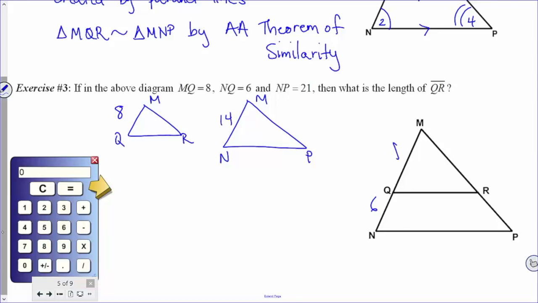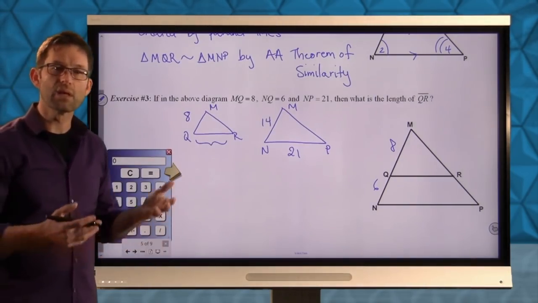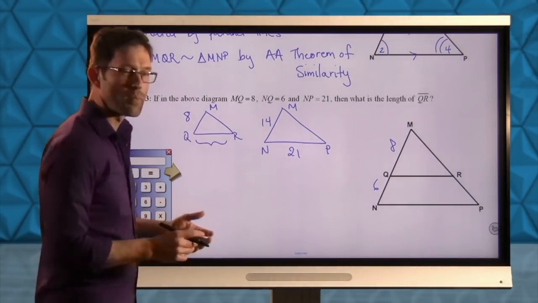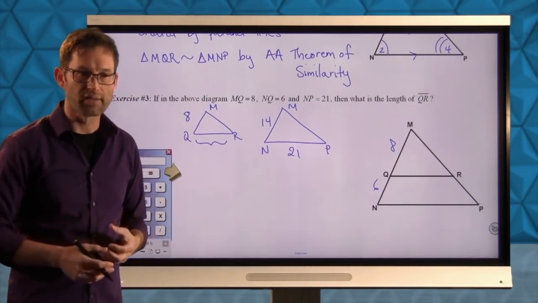Maybe I'll do the numbers here as well. NQ is 6, and NP, let's see, is 21. And I want to know the length of QR, right? I want to know this length. Okay, now, what's nice about this is that we can very easily say the following. Remember, it's all about these ratios or proportions of corresponding sides.